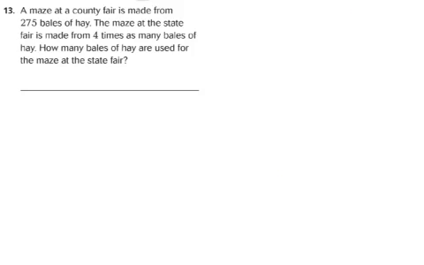Okay, now let's take a look at 2 problems from your homework. A maize at a county fair is made from 275 bales of hay. The maize at the state fair is made from 4 times as many bales of hay. How many bales of hay are used for the maize at the state fair? So we have our county fair, and this is as much as it is for the county fair. And then our state fair is 4 times as many as the county fair. So in order to figure out what our state fair is, we have to multiply 275 times 4.